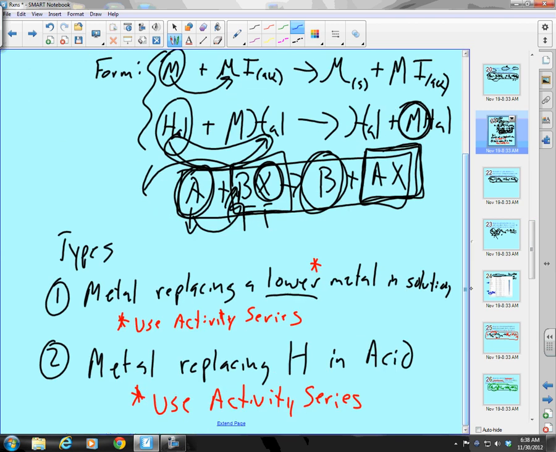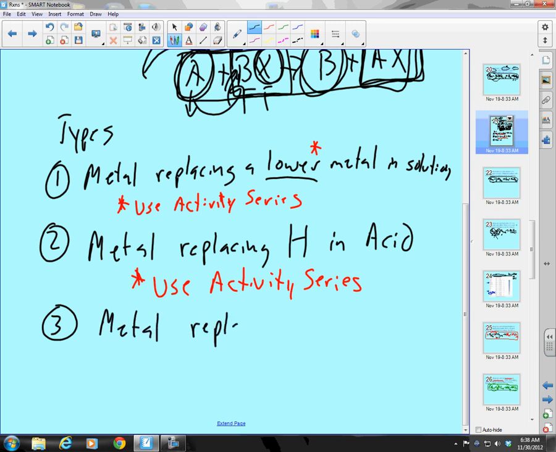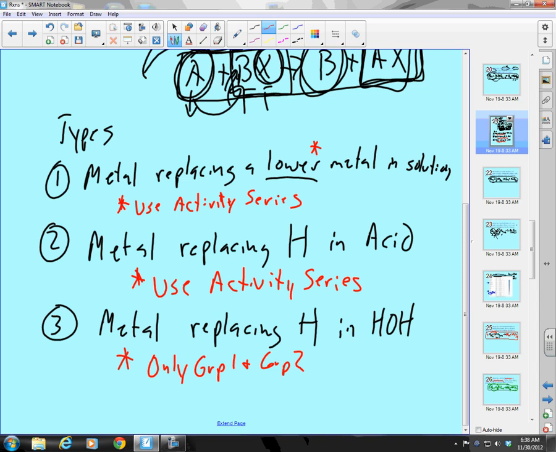Good. Number 3. And what is it going to be? It's a metal, which will do what? It will replace hydrogen in water. Good. You think there's going to be a star coming? There's a star coming, and what is it? Well, the star is only group 1 and group 2 do this. In fact, not all group 2. Really, on the group 2, we want to focus on barium, strontium, and calcium.